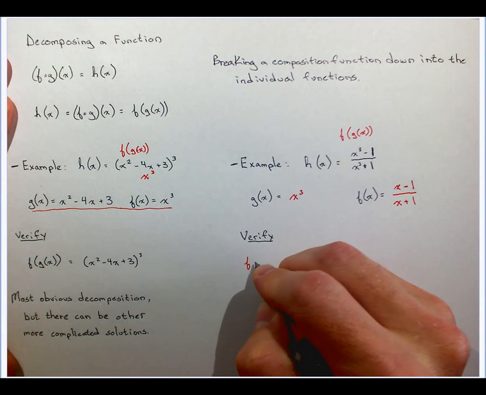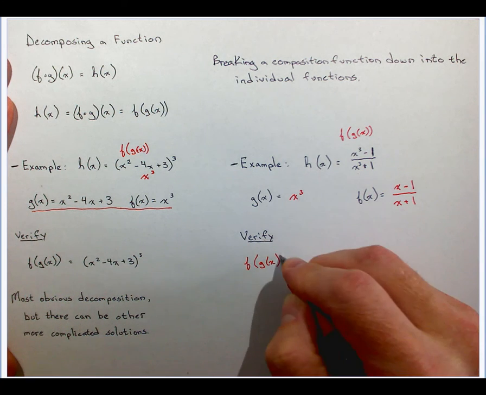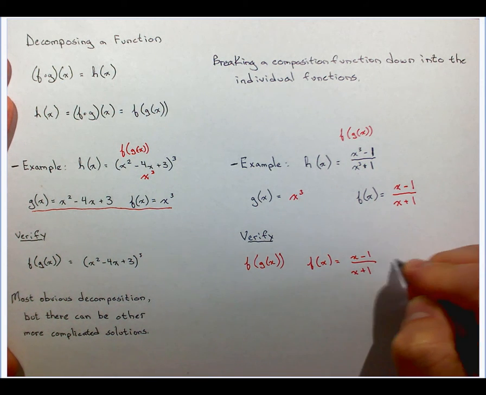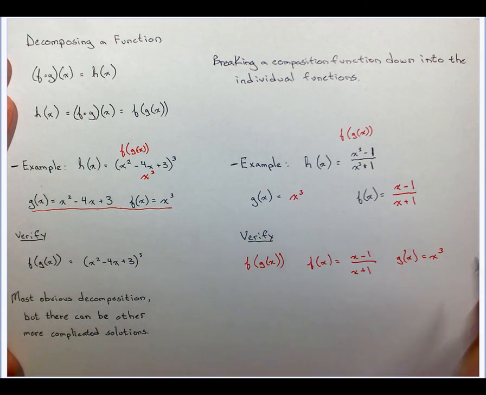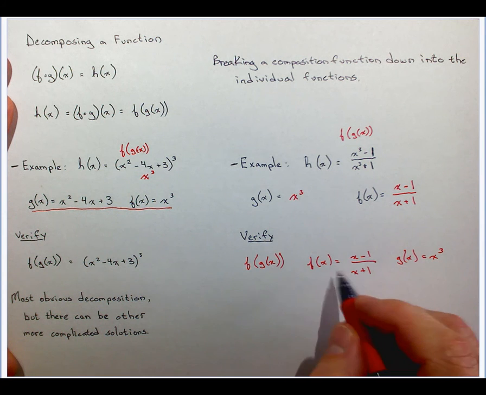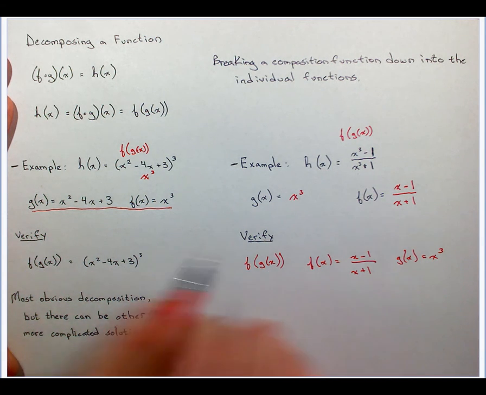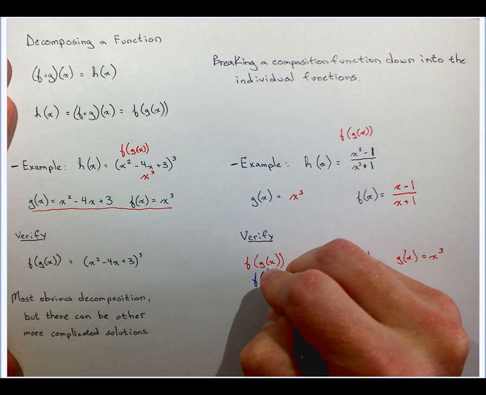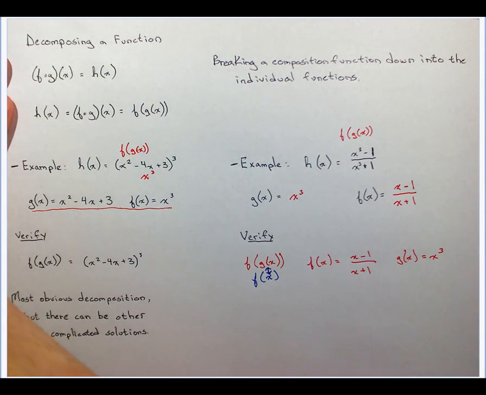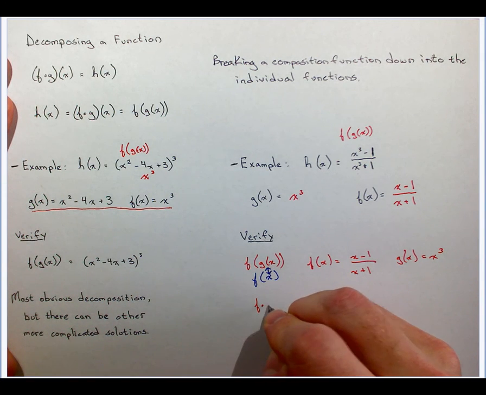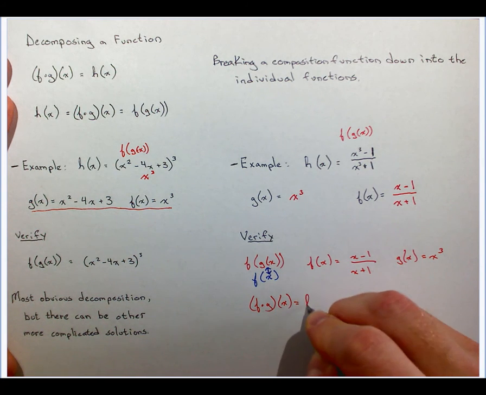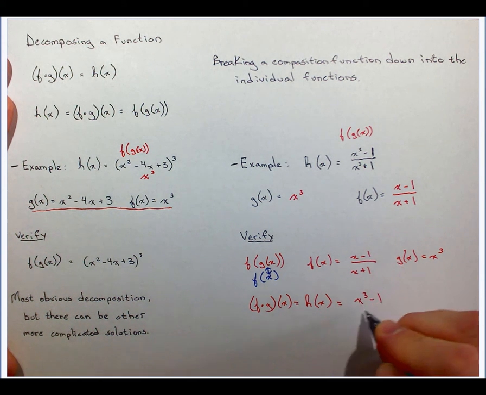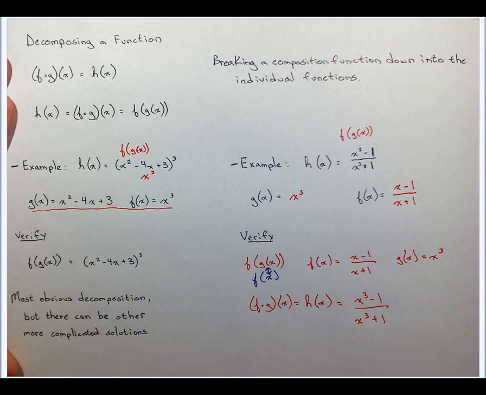And to verify, f of g of x, I'll rewrite it. This is my value for f of x, and this is my value for g of x. I'm going to take f of x, viewing it like this, and replace each x value with g of x. So I have x cubed minus 1 over x cubed plus 1. And yes, it is correct.